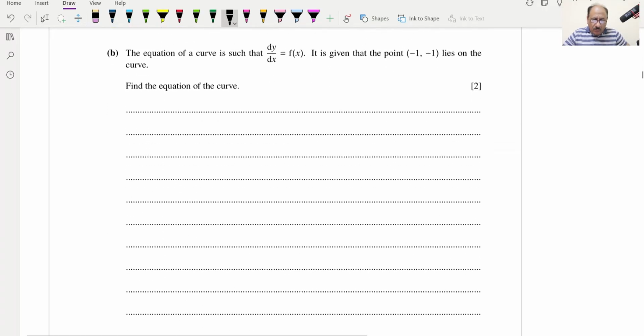Now part b says the equation of the curve is such that dy by dx is equal to f of x. It is given that the point (minus 1, 1) lies on the curve. Find the equation of the curve. So the derivative is provided, so we can write dy over dx is equal to 2 over (x plus 2) squared.